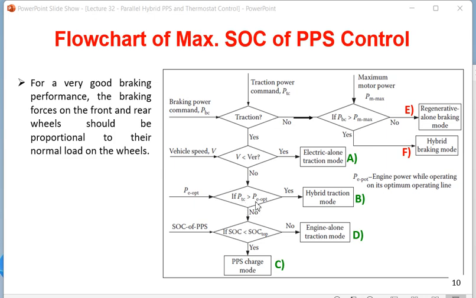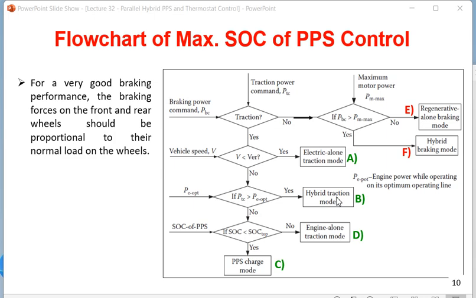So in that case, engine has to request the PPS to supply some power as well. So if PTC is greater than P opt, that means engine power is lesser than the demanded power, in that case PPS will come into picture and we are going to have a hybrid traction mode, which is called mode B. So mode A happens when VEB is greater and the vehicle speed is lesser than VEB. Second case, when traction power requested by the vehicle is greater than only engine power, that time engine and PPS together supply the traction power, which is called a hybrid traction mode.